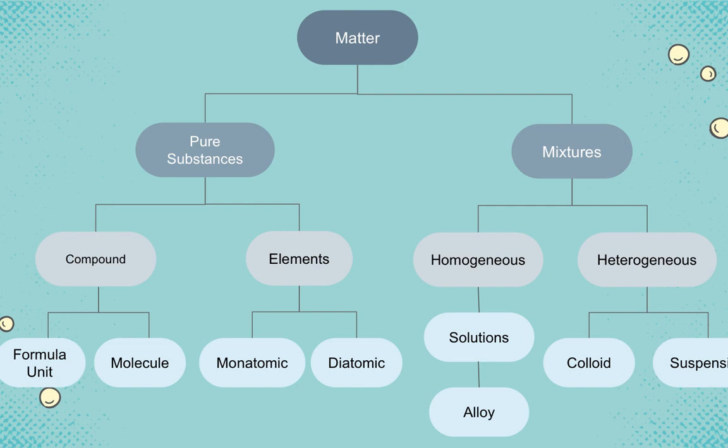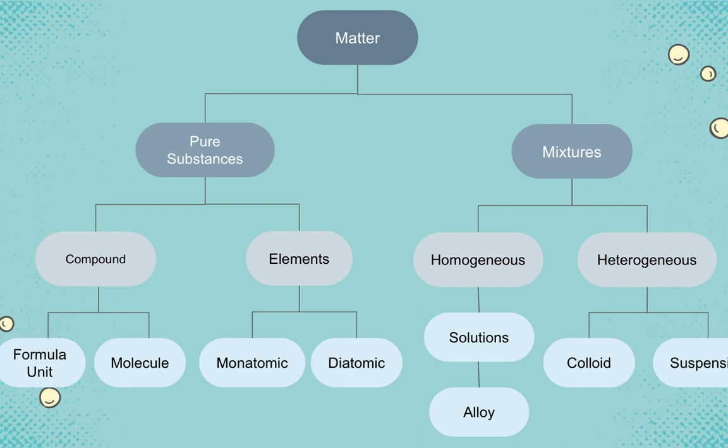So lastly, this is what is called a flowchart or a web diagram. So you can see I can classify matter as a pure substance or a mixture. Under pure substances, I can have an element or a compound. Those elements can be monatomic or diatomic. Compounds can be formula units or molecules. If I'm looking under mixtures, I have two types of mixtures, homogeneous and heterogeneous.